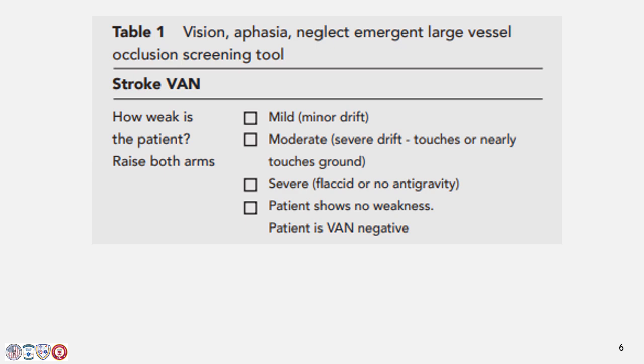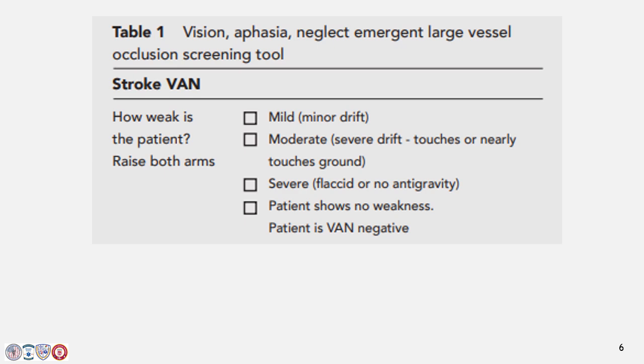So this is the beginning part of the exam. This is the weakness re-examination, and you can do this as part of your Cincinnati if you notice that the patient has arm drift, or if you want to just do the palms up, hold your arms out in front of you for 10 seconds. That's a good both arm drift exam, and also is the beginning exam for the VAN.